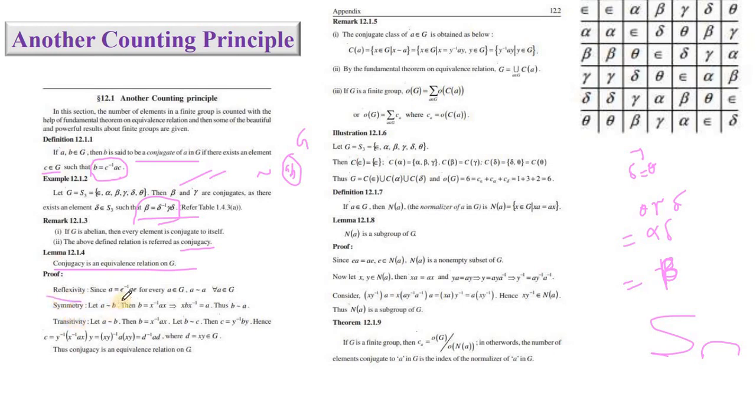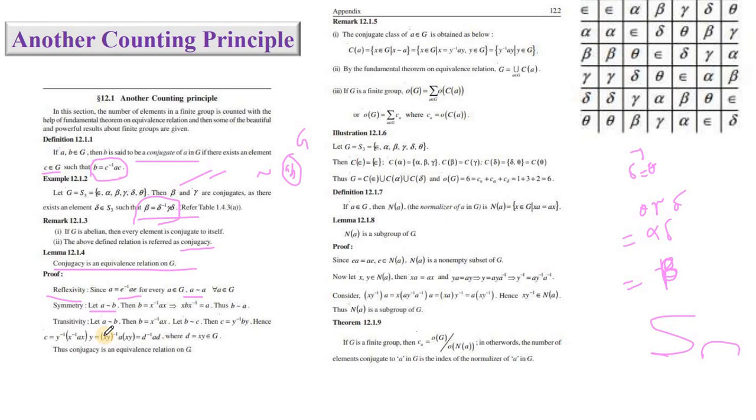First one is reflexivity. Every element is related to itself because E will serve the purpose. Suppose A is related to B, then you can find an X such that B is equal to X inverse AX. You can always find an invertible element and apply the condition, so you get this. Then pre-multiply and post-multiply by X and X inverse, then you have this. So that implies that B is related to A.